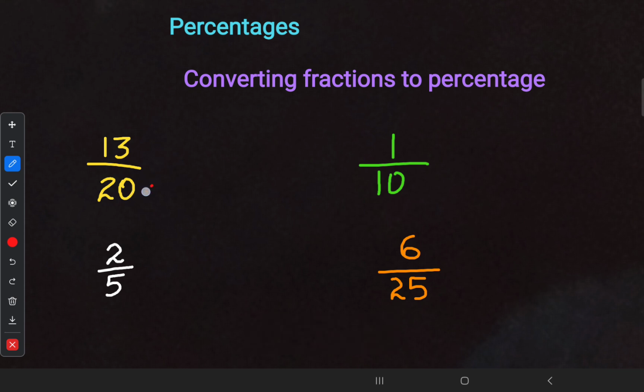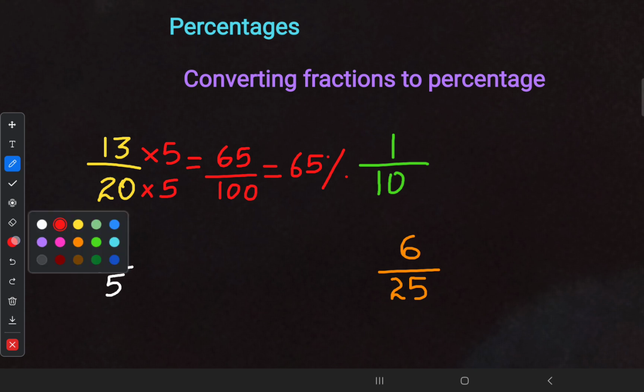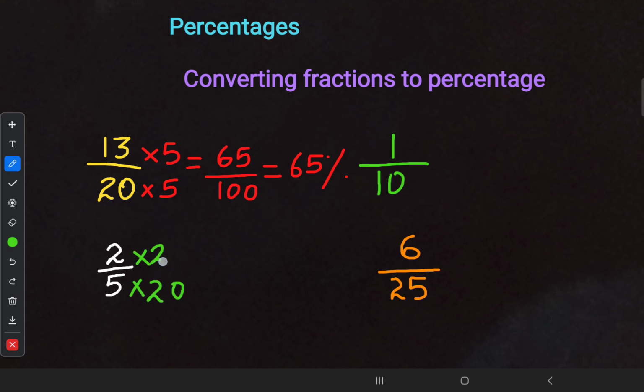Okay, look at the first question. When you need to convert the denominator to 100, you should multiply this by 5. So it will become 65 upon 100. So its corresponding percentage would be 65 percentage. Then when you think about your second question, you should multiply the denominator by 20 to get the denominator as 100. So its corresponding percentage would be 40 percentage.